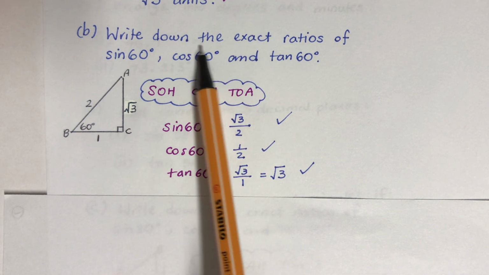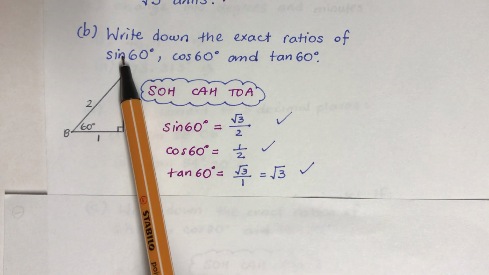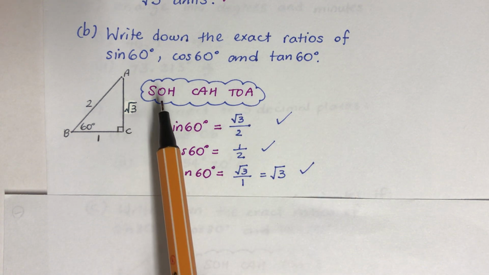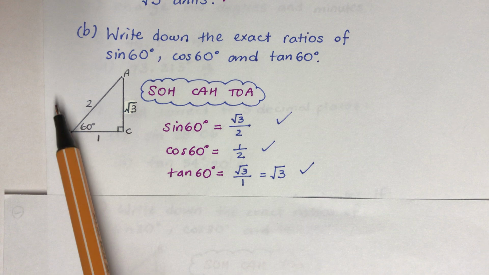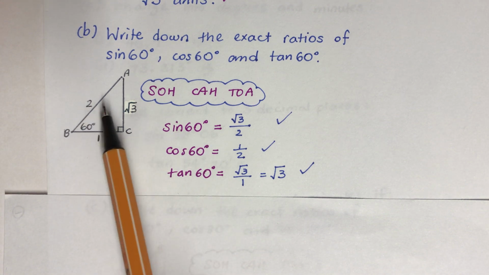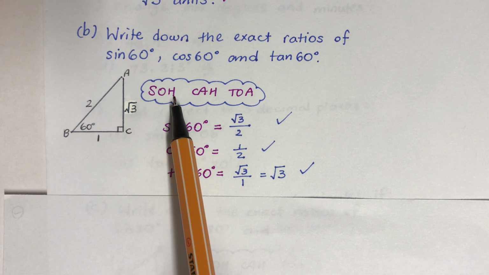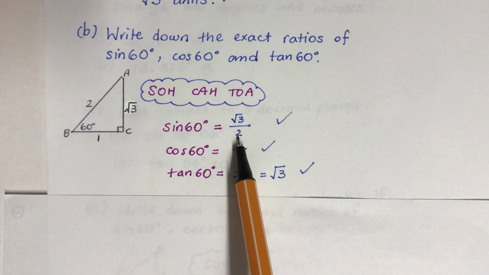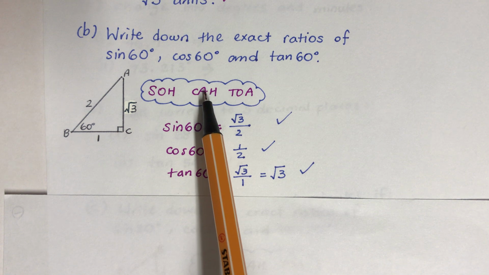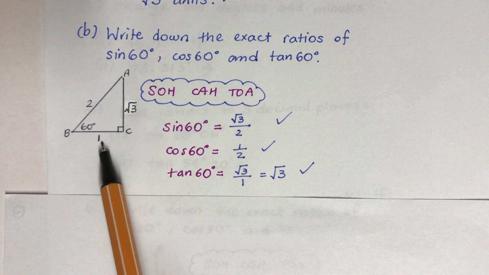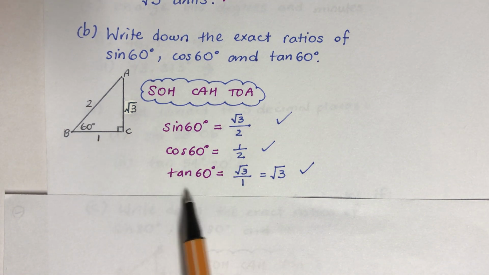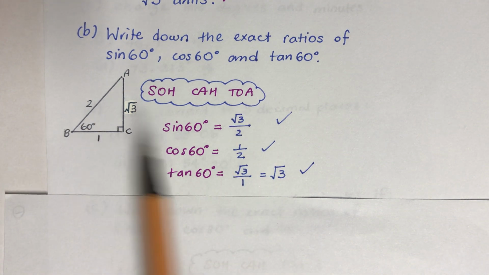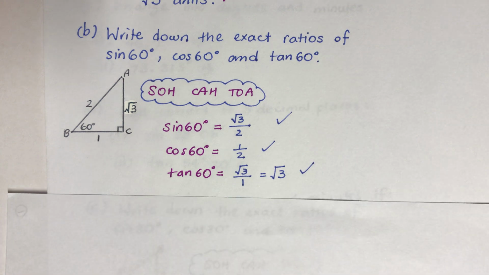Now we need to write down the exact ratios of sine 60, cos 60, and tan 60. Using SOH CAH TOA, sine 60 will be opposite over hypotenuse, that's root 3 over 2. Cos 60 is adjacent over hypotenuse. Tan 60 will be opposite over adjacent, which we can simplify as root 3.